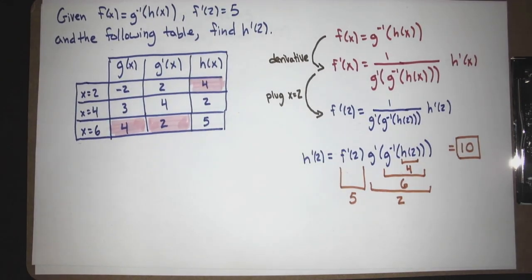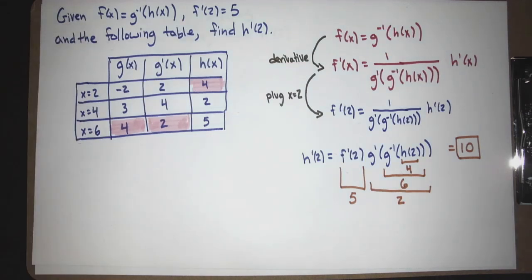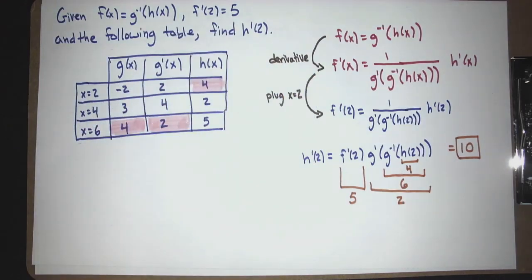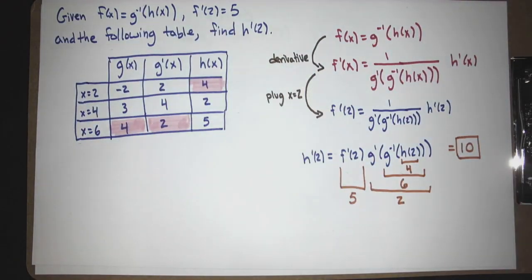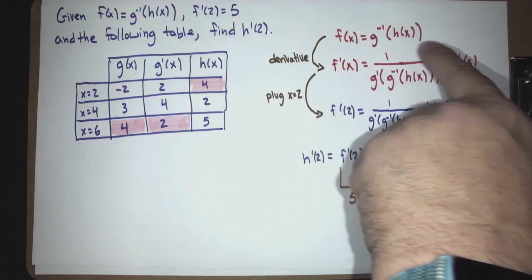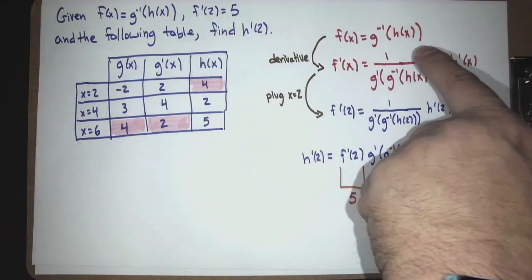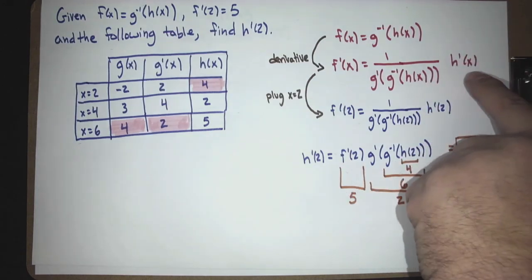Now, how do you do this? Well, you see that there's an f prime of 2, and you have an f of x. So what's the natural thing you want to do? Take a derivative. F prime of x. We apply the rule combined with the chain rule. So you have a function inside a function. So the derivative of the outside, that's the derivative of the inverse function. So 1 over g prime of g inverse with the inside plugged in times the derivative of the inside.